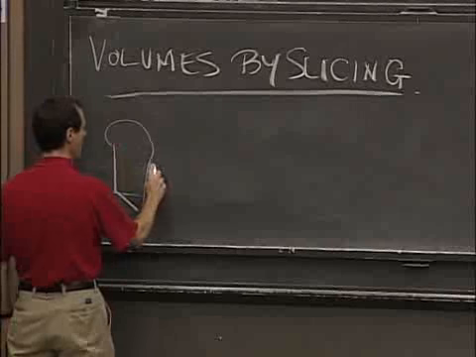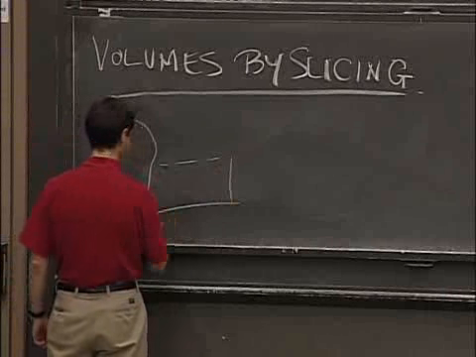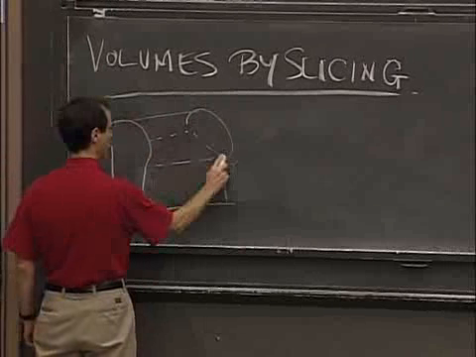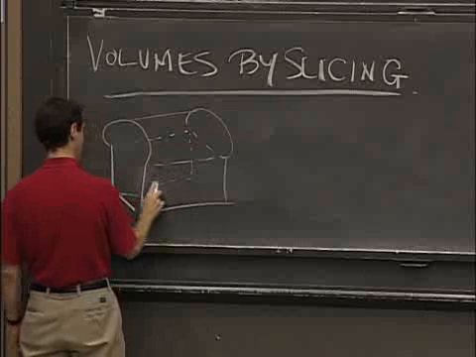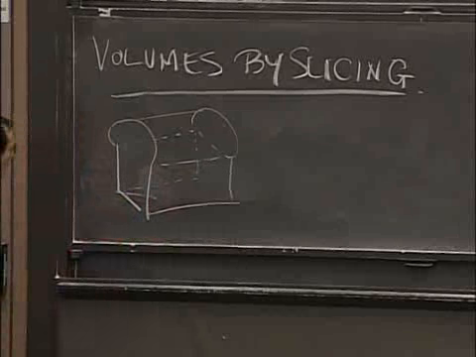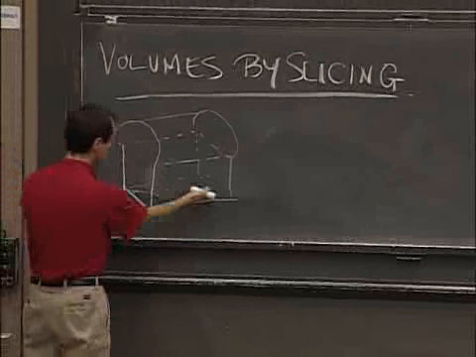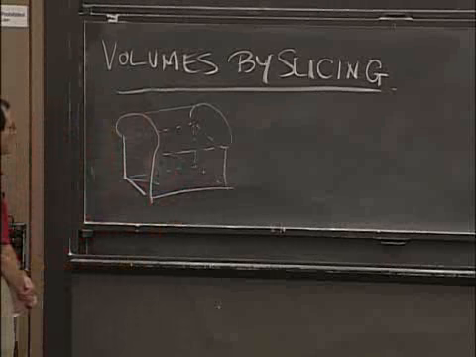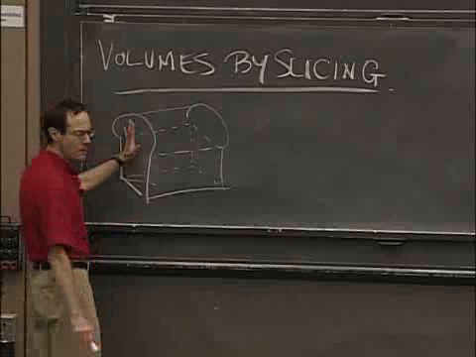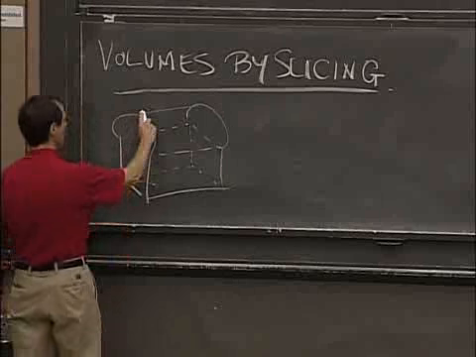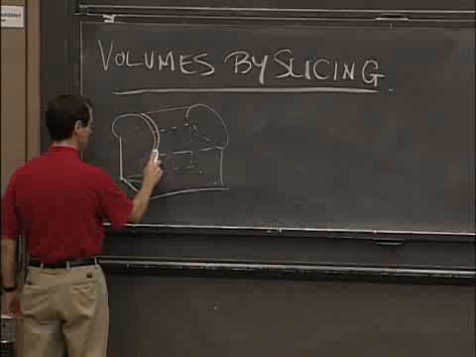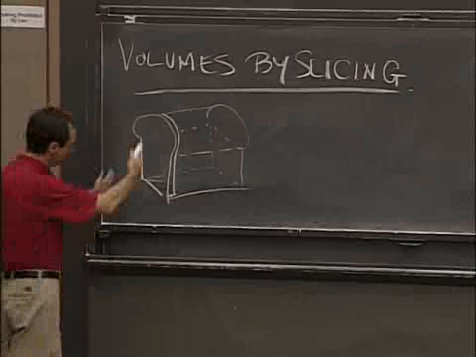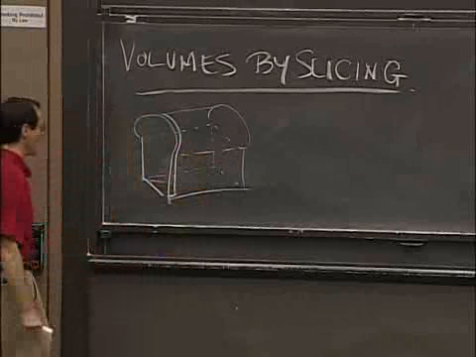suppose you have a loaf of bread here. So here's our loaf of bread. And I hope that looks a little bit like a loaf of bread. It's supposed to be sitting on the kitchen counter ready to be eaten. And in order to figure out how much bread there is there, one way of doing it is to cut it into slices. Now you probably know that bread is often sliced like this. There are even machines to do it.